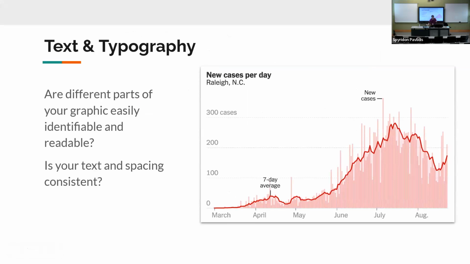So we've looked at chart type, I've looked at focus or focusing our data in on one thing. So now let's look at text and typography. So we do have some changes to make to my example chart here. So questions you want to ask are different parts of your graphic easily identifiable and readable? So this is a pretty big one. You'll notice in this example of COVID cases, new cases per day in Raleigh. I forget what year this was for.